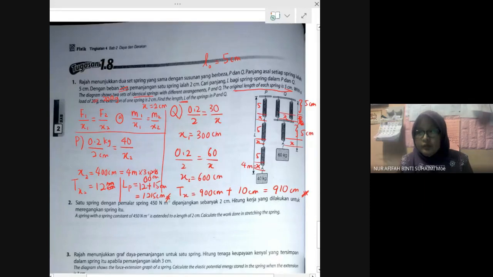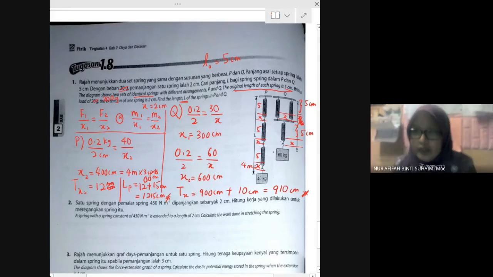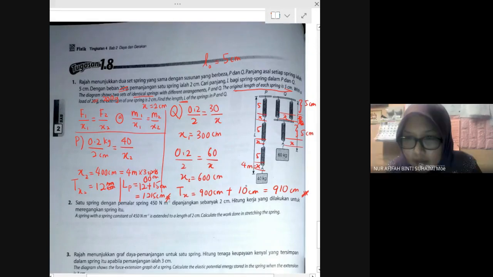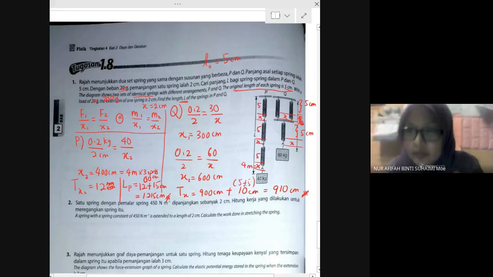Okay. Boleh tak ni? Ada masalah tak? Jangan lupa bahagi. Untuk yang parallel ni kena bahagi based on the number of spring. This one no need to divide. 10 cm tu daripada mana cikgu? 10 cm tu from the length of the spring, is it? Yes. Okay. 10 cm ni 5 tambah 5. Okay. 5. Original length of the spring.